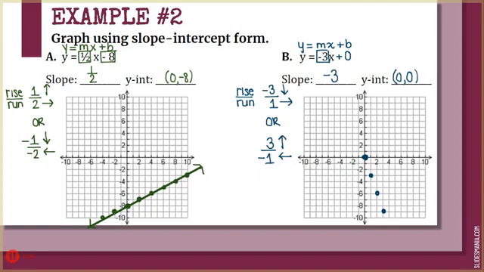So up 3, left 1. Up 3, left 1. And then we connect those with a straight line, and we put arrows on the end to show it goes on forever. Notice my slope is negative, and that's going downhill from left to right.